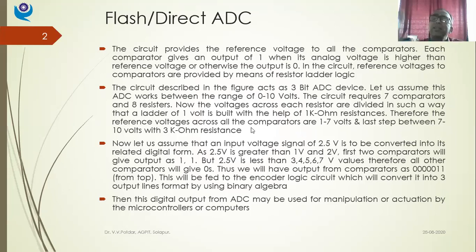So I have a jump from 7 to 10. You can have more number of op-amps as well, more number of comparators as well. Now, let us assume that the input voltage signal is 2.5 volts. It's not necessary that only it should be 2.5 volts. Just as an example, we have taken. It can be 3.5 volts. It can be any number, right? Any input voltage.